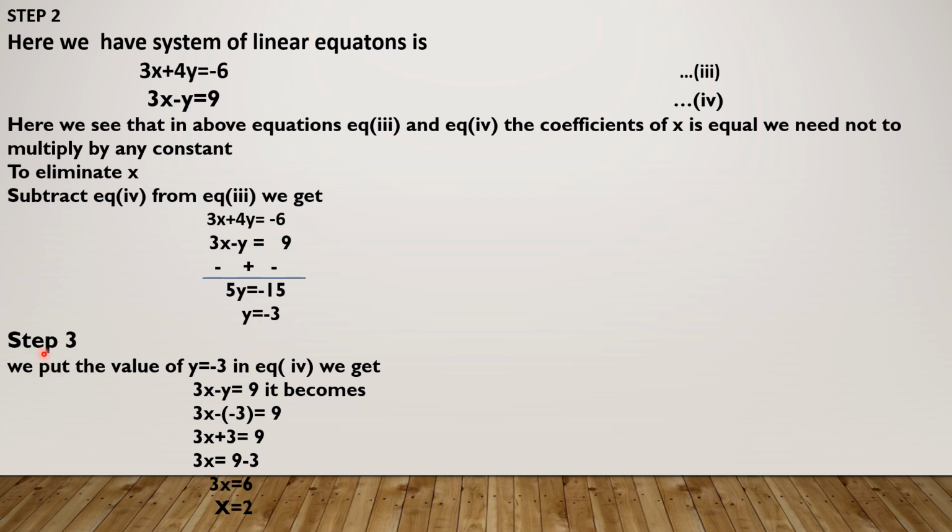Now we apply step number 3. Here we put the value y = -3 in equation number 4. So in equation number 4, we get 3x - y = 9. It becomes 3x - (-3) = 9. On solving we get 3x + 3 = 9. On solving we get 3x = 9 - 3. On solving we get 3x = 6, and finally we get the value x = 2.